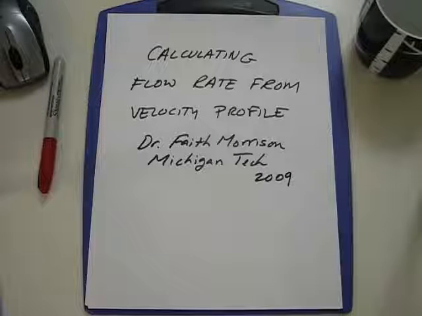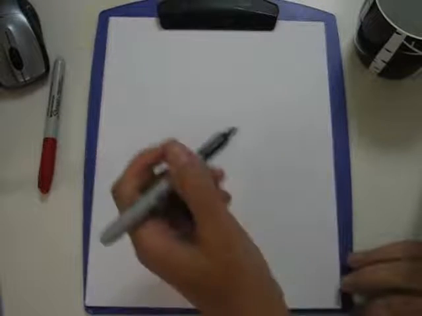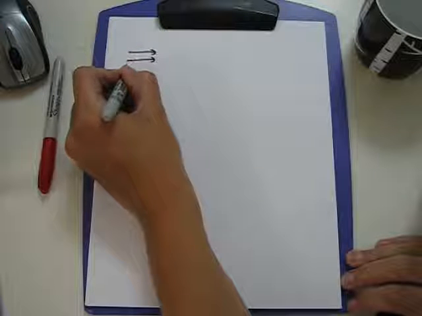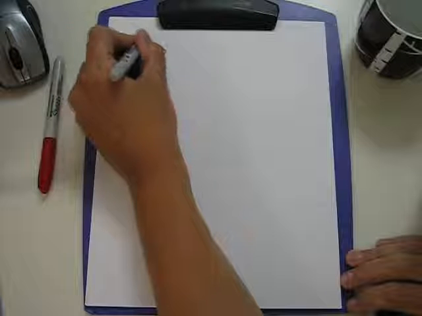I've been asked to do a little explanation about how to calculate flow rate from a velocity profile in a flow of a Newtonian fluid. To sort out how velocity and flow rate are related, we can consider first a simple problem of a flow where the velocity is uniform, meaning it's the same everywhere, so we have a constant velocity.